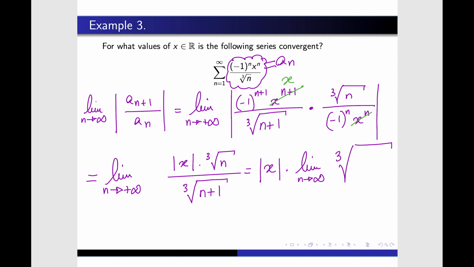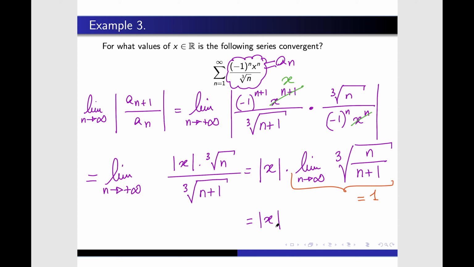Third root of n divided by n plus 1, right? And as n goes to infinity, the third root is continuous, so that goes inside to 1. This guy goes to 1, and the whole thing goes to the third root of 1, still 1. So this is 1. So what do we get then? This is the absolute value of x at the end of the day. So the limit of the absolute value of the quotient, a_(n+1) divided by a_n, is simply the absolute value of x. And what do we know about this?